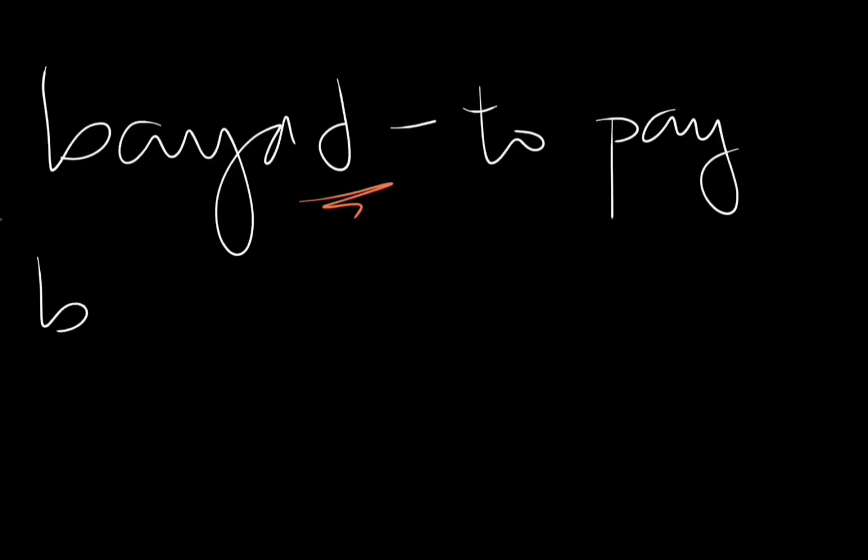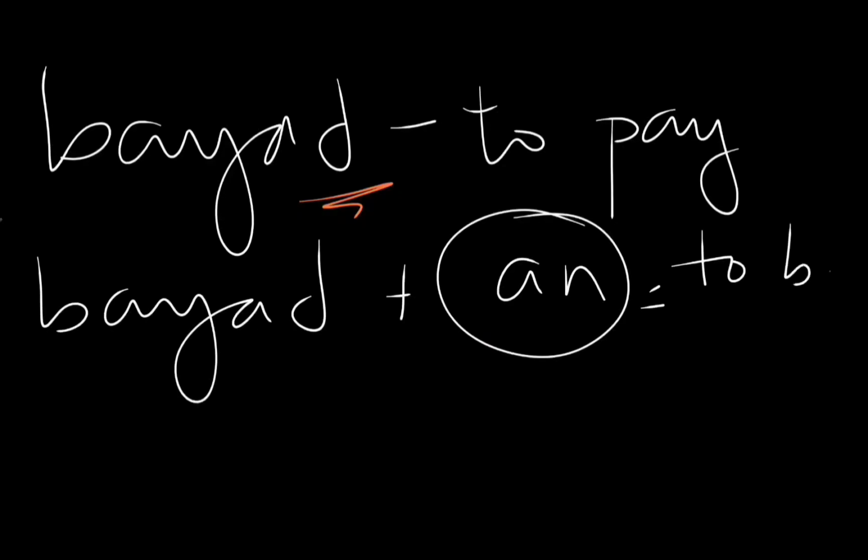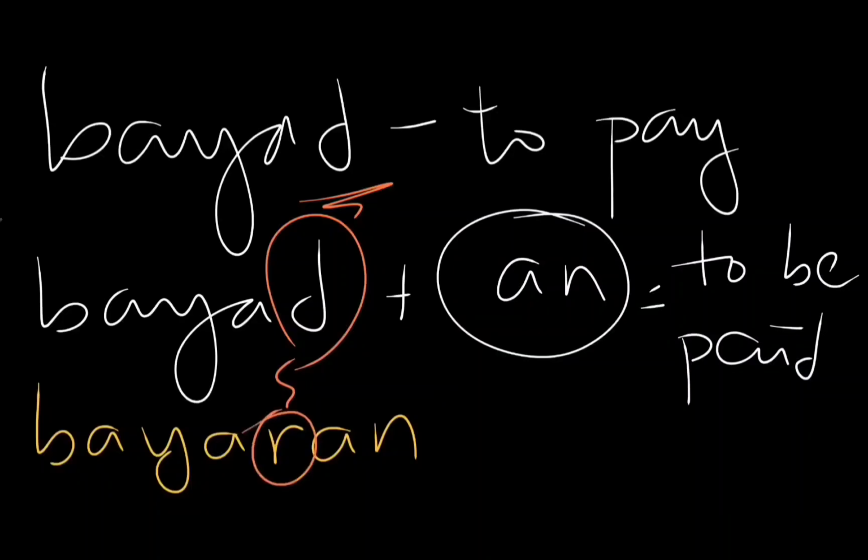Now let's take a look at the verb bayad, which means to pay. Note that bayad ends in da. When conjugated with the suffix an and turned into a passive voice meaning to be paid, the word bayad slightly changes in form by interchanging the consonant da with ra to form bayaran.